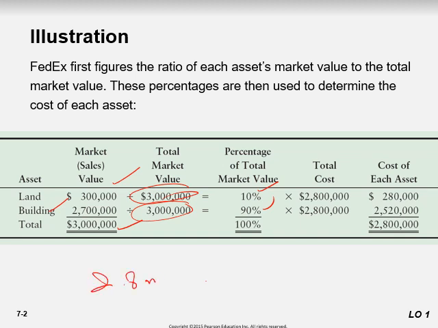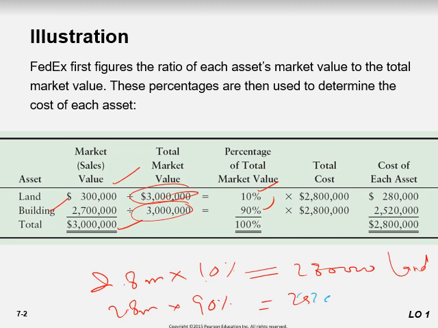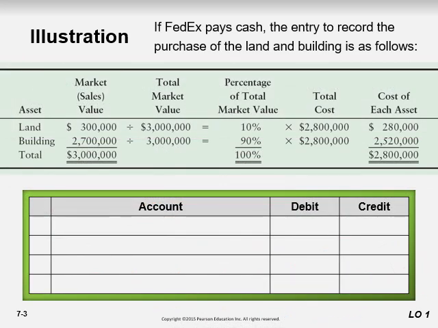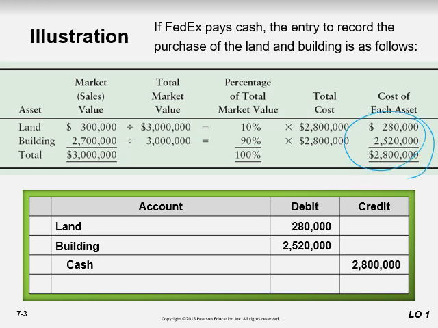So 2.8 million multiplied by 10%, which is 280,000, belongs to land, and 2.8 million multiplied by 90%, which is 2,520,000, belongs to building. When you add it, the answer is 2.8 million, right? It's just a pro rata basis. So what is the entry when you purchase? Answer is debit building, debit land, credit cash. What is the value? We find out the value through our RSV relative sales value method.